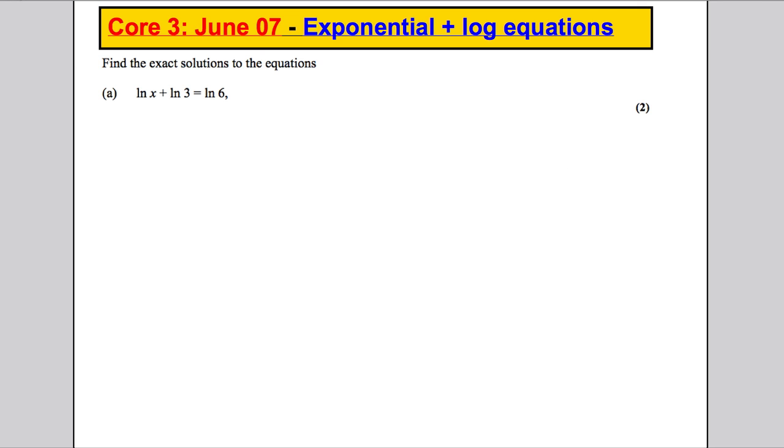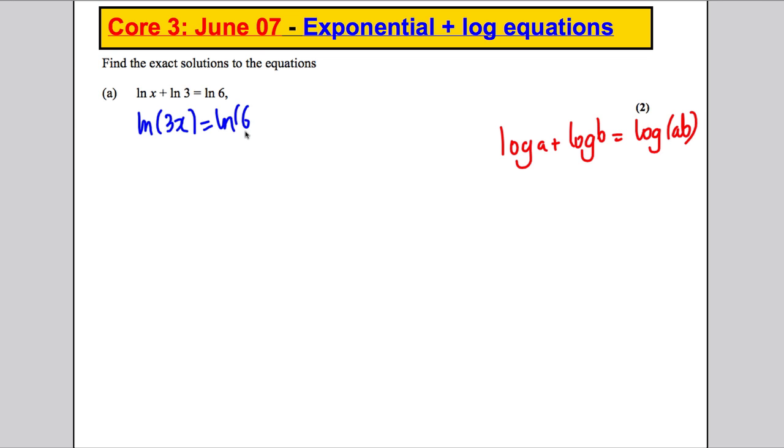Okay, part A, we have ln x plus ln 3 equals ln 6, where you can use the rule that log A plus log B is log A times B. So using this here, we could say that therefore ln x times 3, which is 3x, is equal to ln 6. ln is log base e, so they have the same base. The numbers inside the natural logarithms must therefore be the same, so you conclude that 3x is equal to 6 and x is equal to 2. And you're done.